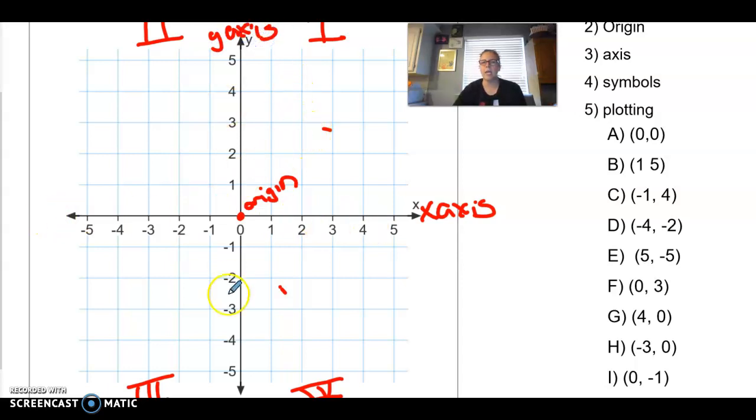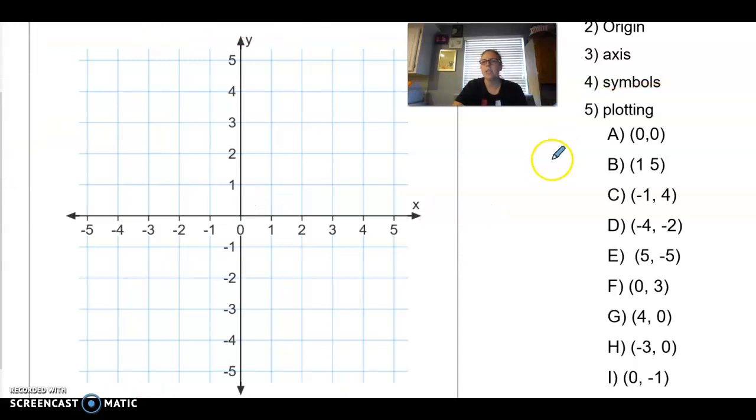Okay, so x and y. All right, so I'm going to clear that off. Where it says symbols, don't worry about that right now. I'm going to clear my page, clear my ink. Okay, so now we're going to plot. This is the important part. We're going to plot all these points.